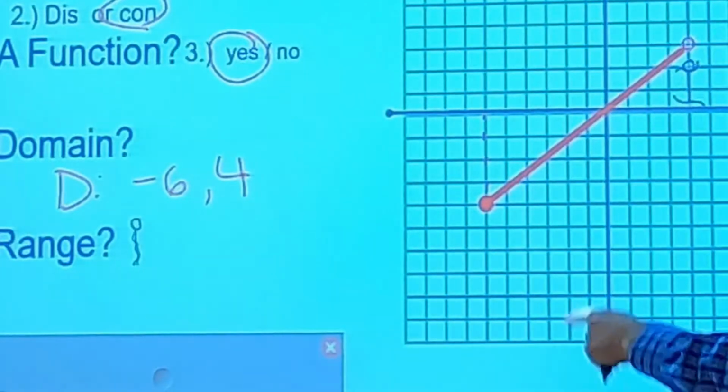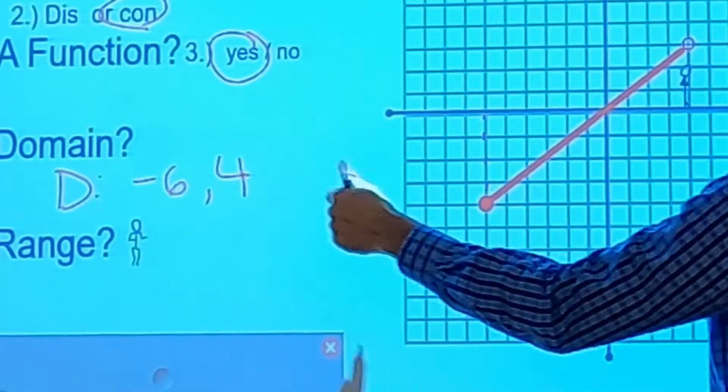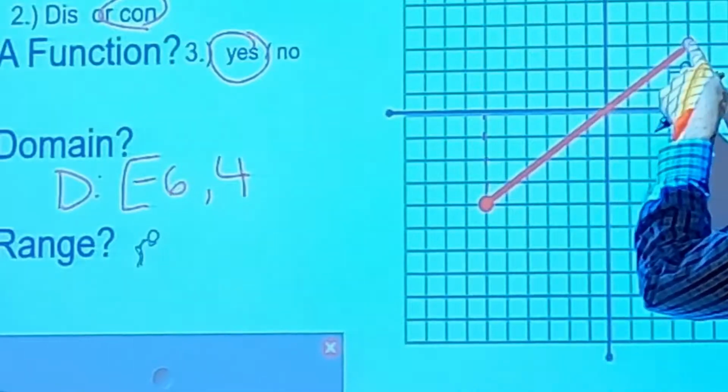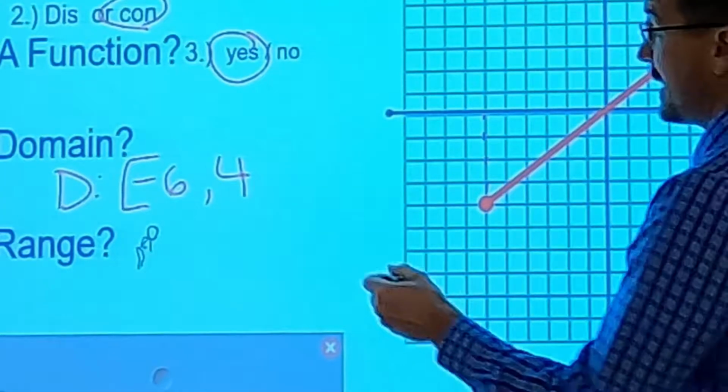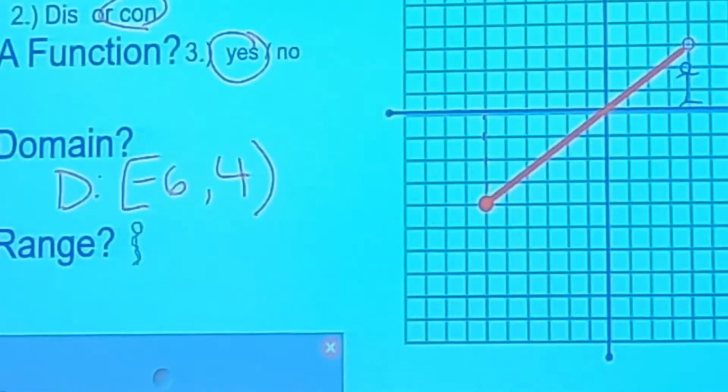Right? And now I go back and say, is this included? Well, it's filled in, so this is included. But this is an open circle, which means it's not included. It gets a parenthesis. So that is the domain from here to here.